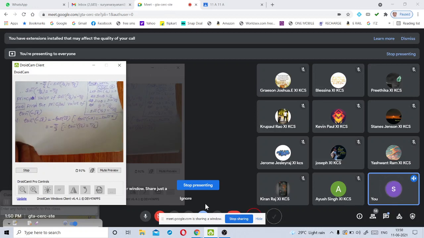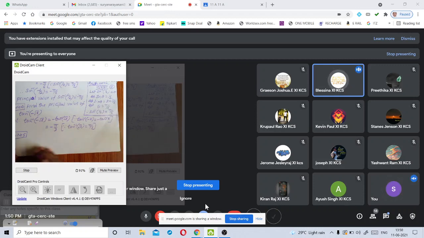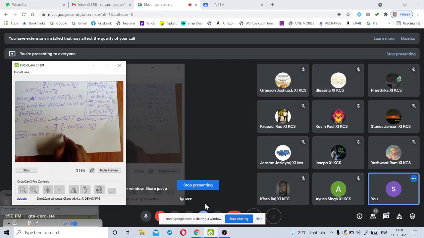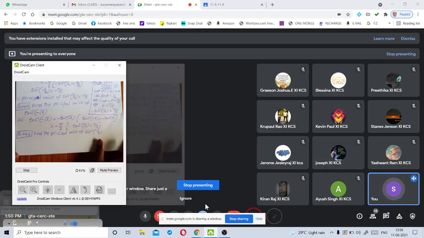Next question. Question number 5. Read the question number 5, my dear Blessina. Sir, cos inverse of minus 1 by 2, sir. Find the principal value of cos inverse of minus 1 by 2.